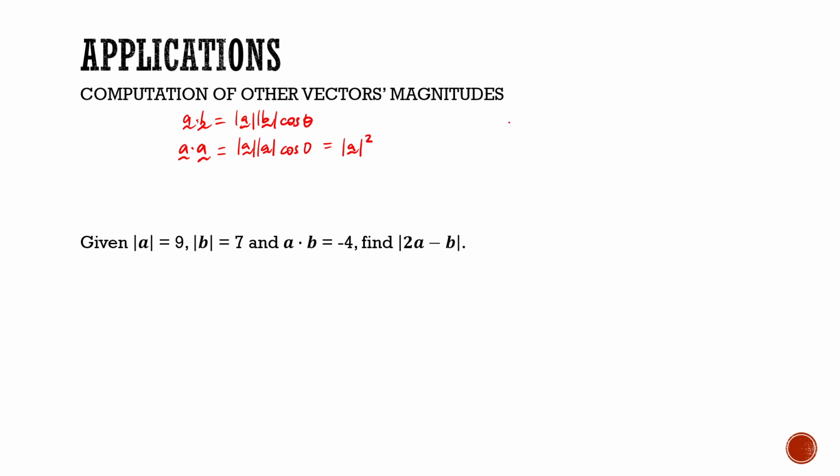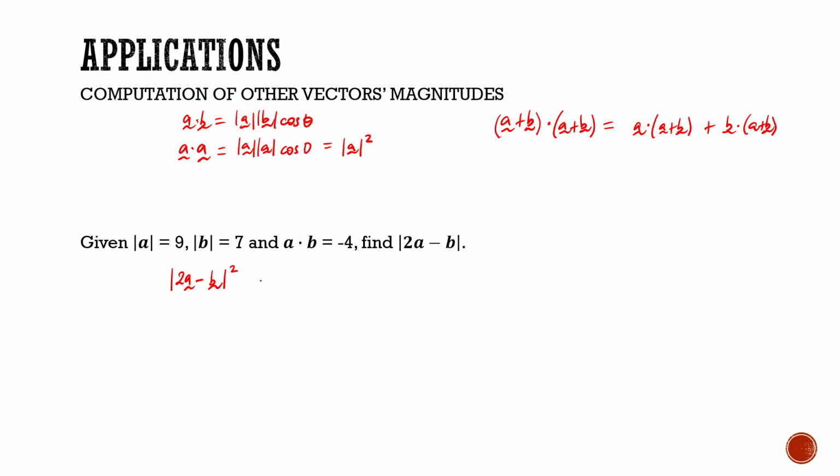Okay, but we also know that the dot product is distributive. So if we had something like a plus b dotted with a plus b, this would be a dot a plus b plus b dot a plus b, and then you could work that out and simplify it. Let's look at the question we've been given. We've been tasked to find the magnitude of 2a minus b.